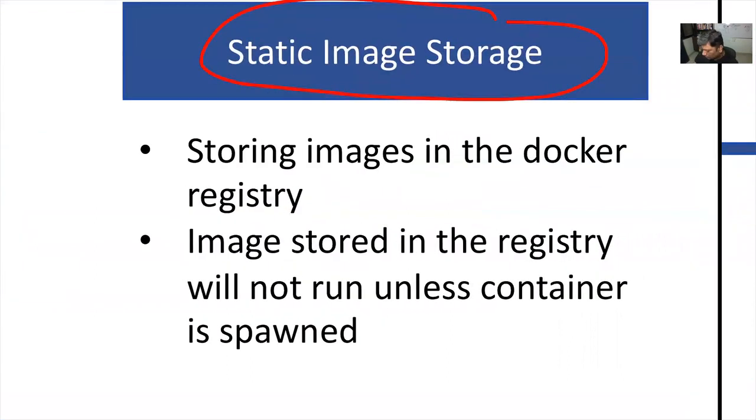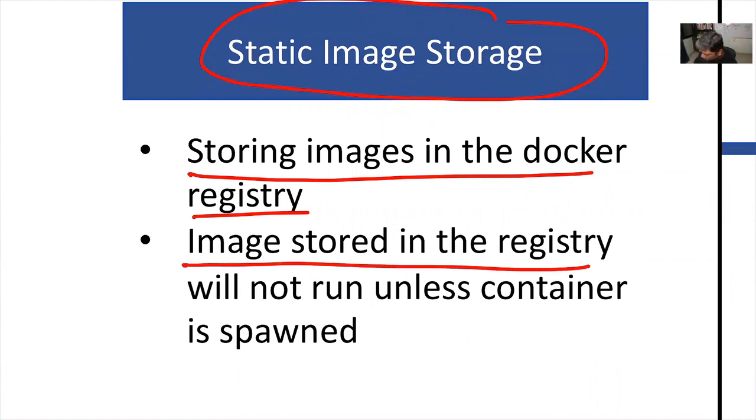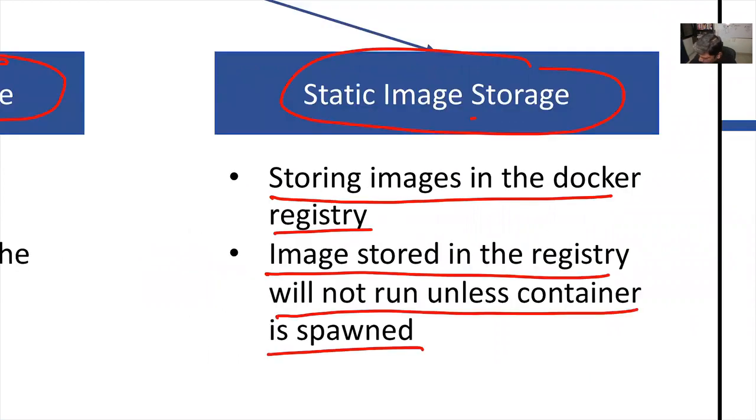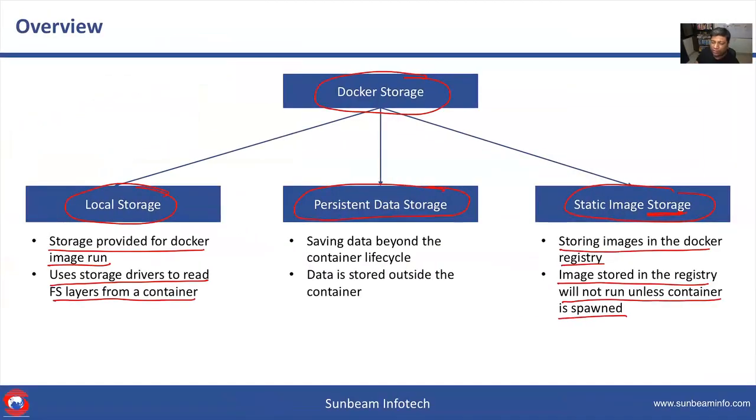Let's look at the last one first. Static image storage: storing the images in the Docker registry. That means the image itself is a kind of data. It is going to get stored inside the Docker registry. The image stored in the registry will not run unless the container is spawned. So yes, there is an option of storage, but it will not run unless you create a container of it. Both these options are kind of useless because that is not what we are looking for.